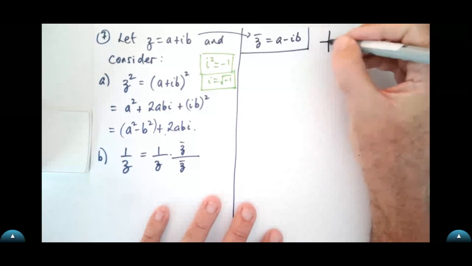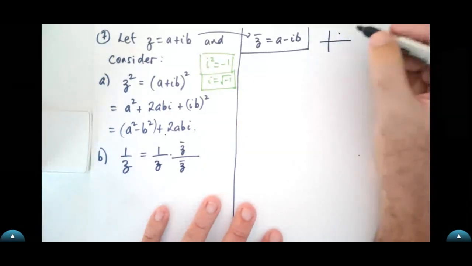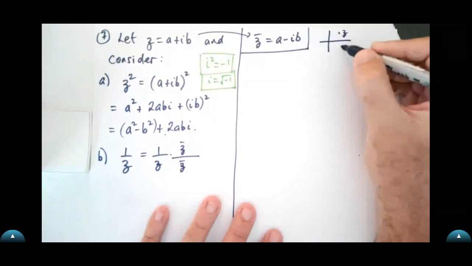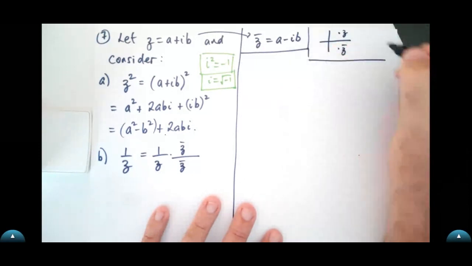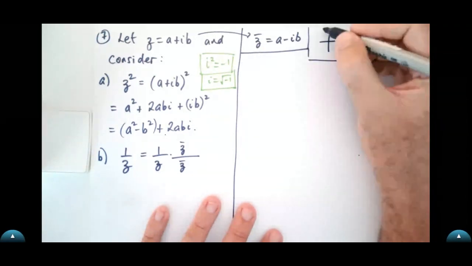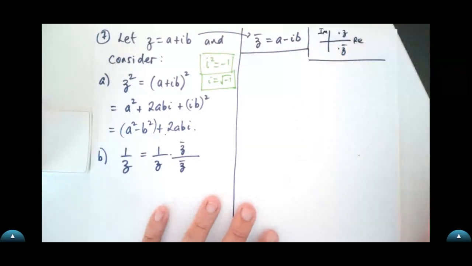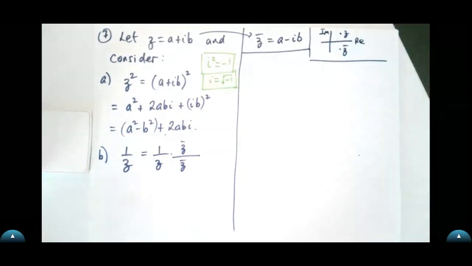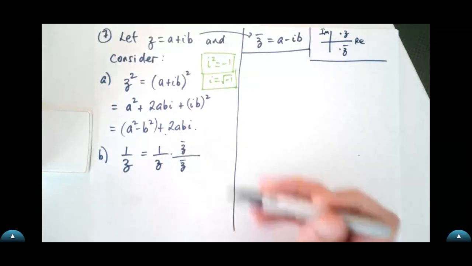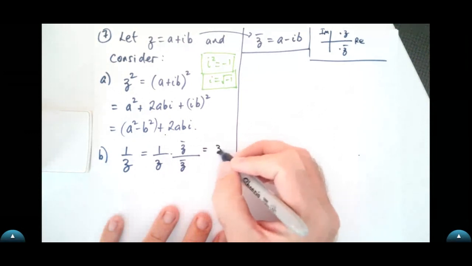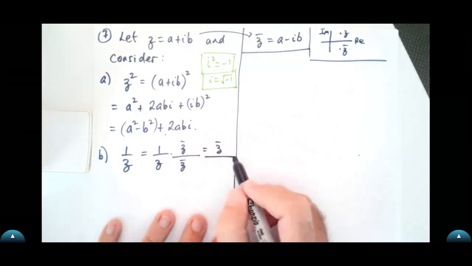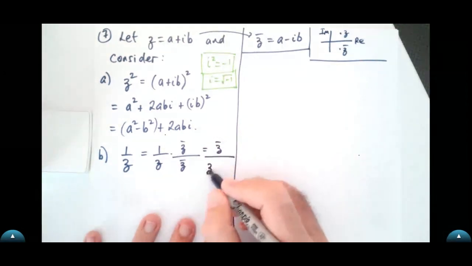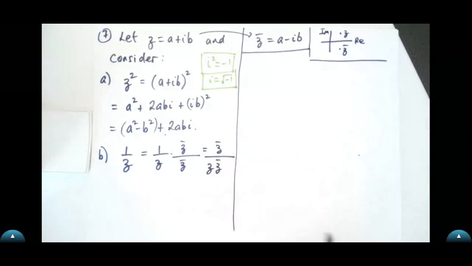Okay, now geometrically, if you have a point, this is z, then you reflect it in the horizontal real axis to get the conjugate. All right, so doing this, what are we going to get? Well, on the top, we've got z bar, and down the bottom, we've got z times z bar.